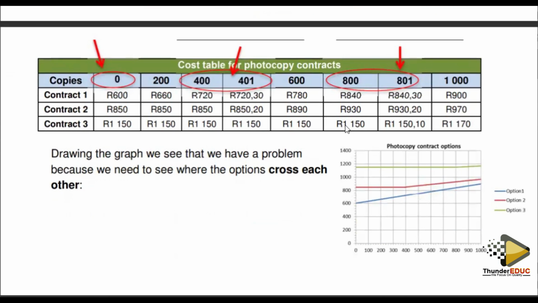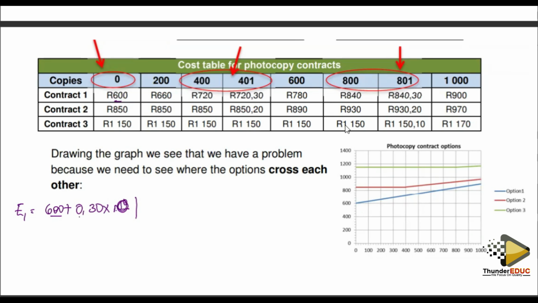All right, this is where we get it from. Remember, we said our contract 1, someone pays 600 plus the 30 rands times the number of copies. So in this scenario, how did they get 600? They took the number of copies made as 0. If they are 0, that means 0 times, and you remain with 600.